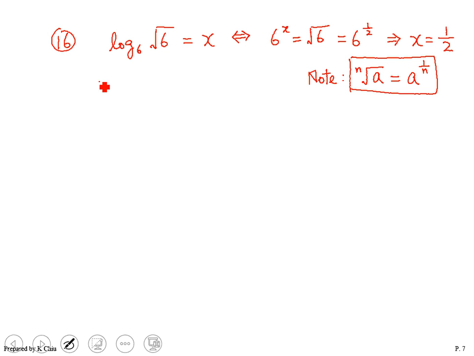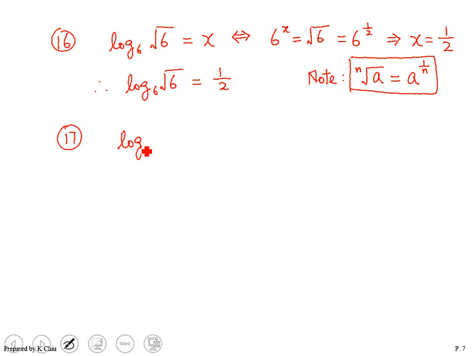So answer the question. Therefore, log radical 6 with the base 6 is equal to, what is that equal to? 1 over 2. Because I let it be x, and later on I found out that x is equal to 1/2.